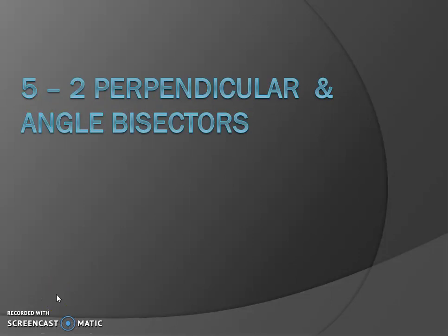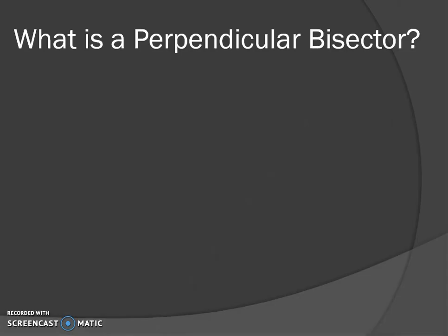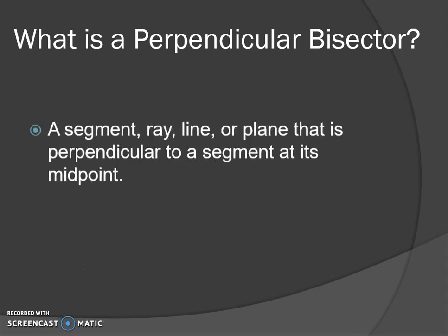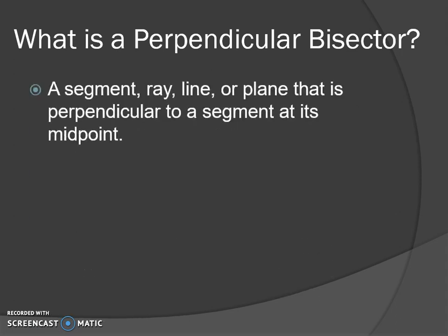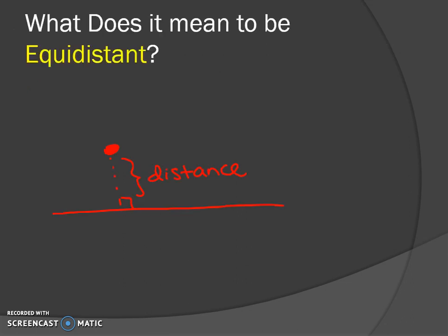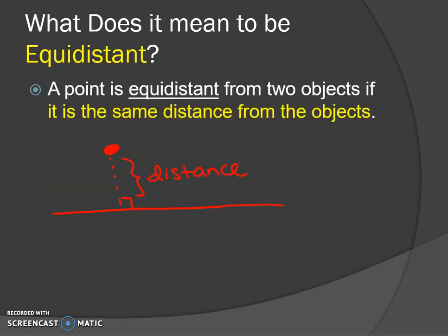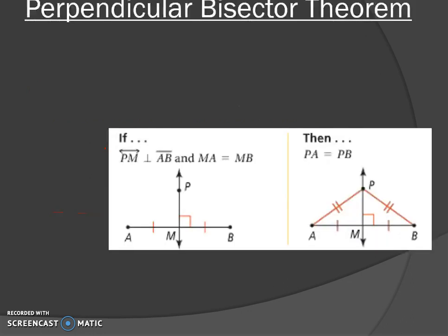Perpendicular and angle bisectors. What is a perpendicular bisector? A segment, ray, line, or plane that is perpendicular to a segment at its midpoint. What does it mean to be equidistant? A point is equidistant from two objects if it is the same distance from the objects.